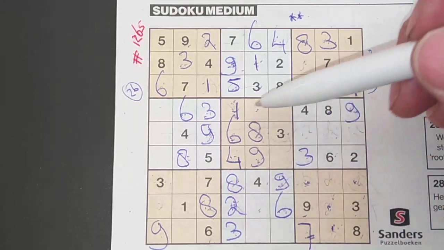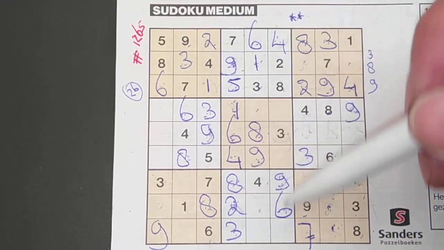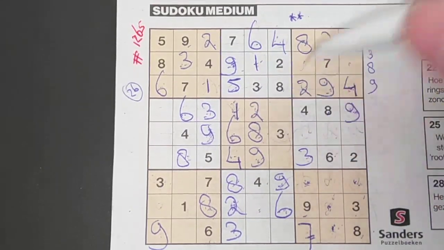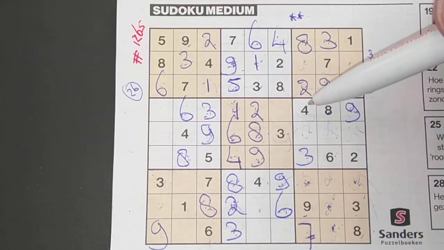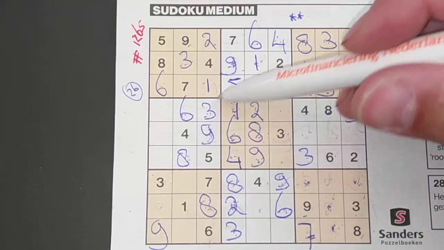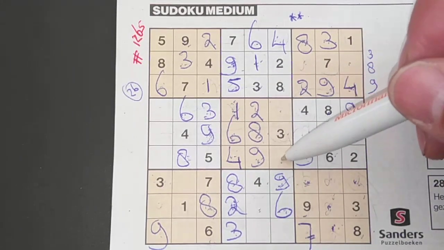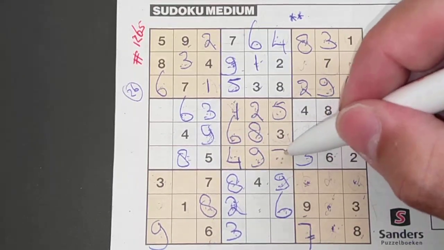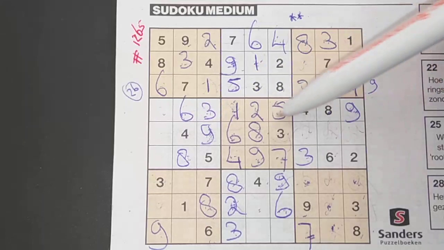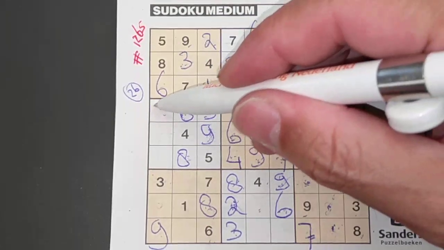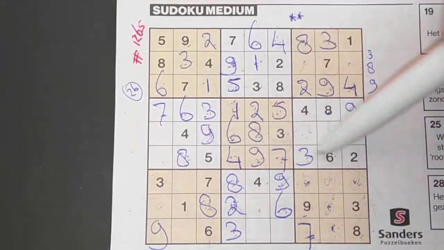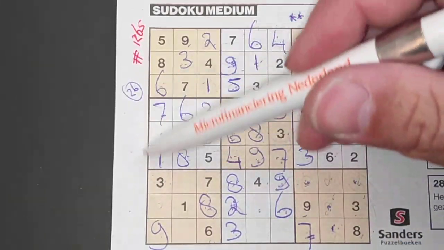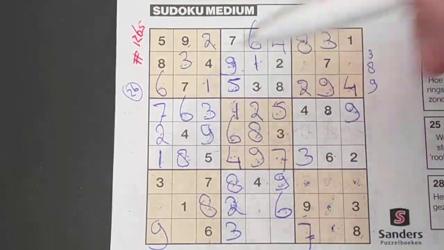Then 2 in this column, 2 in that column. So the middle column, the only place for the 2 should be here. Two numbers left in this big square for the numbers 5 and 7. We see here 5, no 5 there. 5 should be here, and the 7 goes there. One number left in this row for the number 7. One number left in this row for the number 1. One number left in this big square for the number 2.